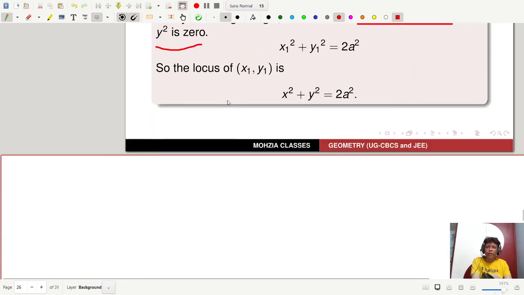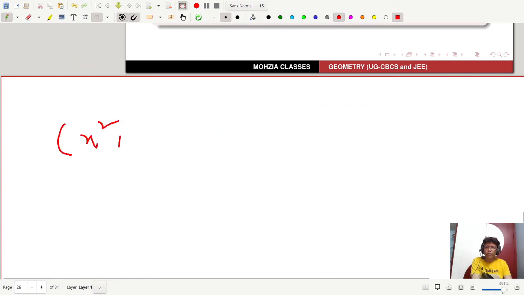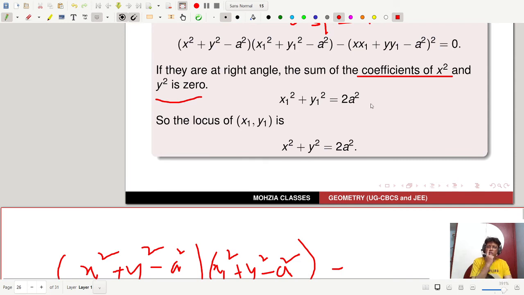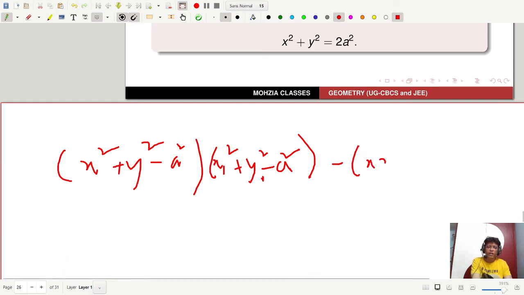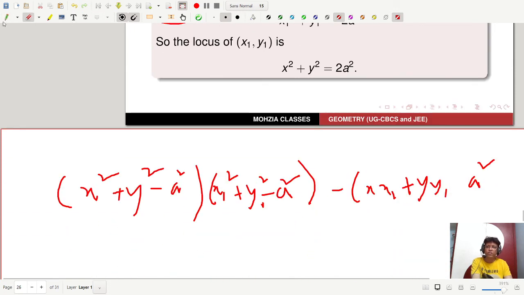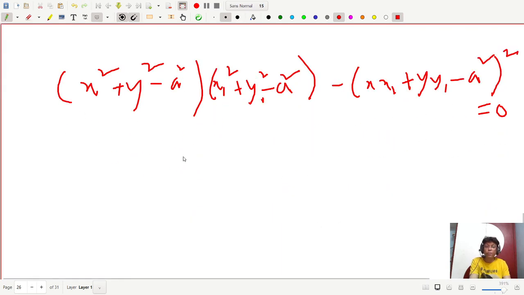Okay, let me write this one once again. (x squared plus y squared minus a squared) times (x1 squared plus y1 squared minus a squared), equal to, I have taken all the things here, (x x1 plus y y1 minus a squared) whole squared, equal to 0. So this is the equation of the pair of tangents, or you can say pair of straight lines, because tangents are lines.